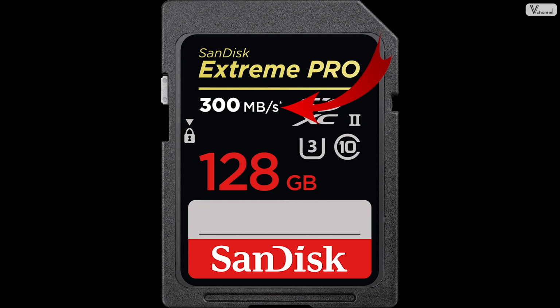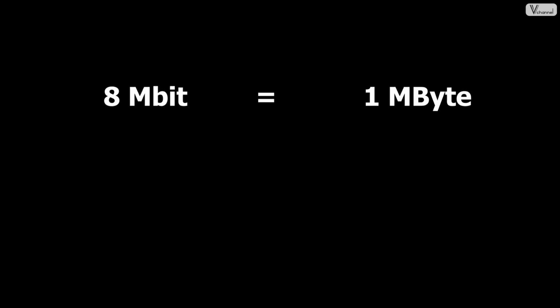Next, we will talk about something very easy to misunderstand, that is bit and byte. A bit is not equal to a byte. A megabit is not equal to a megabyte. A megabit is very small, a megabyte is very big.